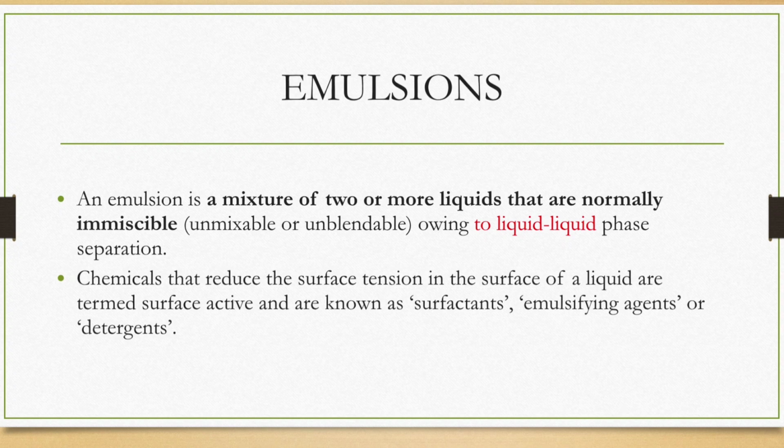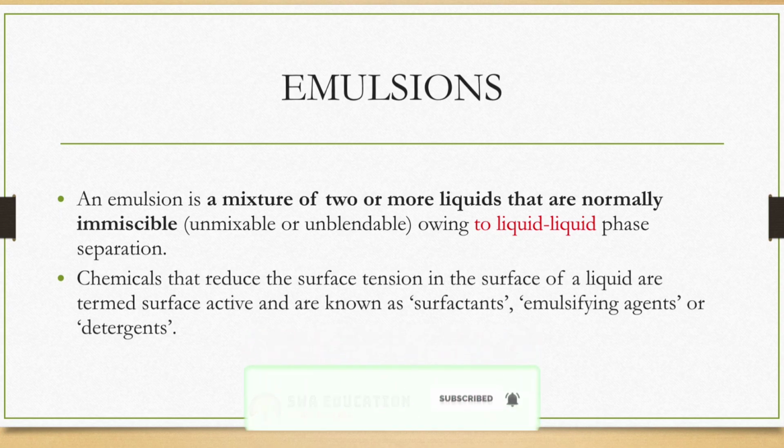Chemicals that reduce the surface tension at the surface of a liquid are termed surface active and are known as surfactants, or they are also called emulsifying agents or detergents. This is also another 1 mark question: dash are the chemicals that reduce the surface tension at the surface of a liquid. So they are either surfactants or emulsifying agents or detergents.